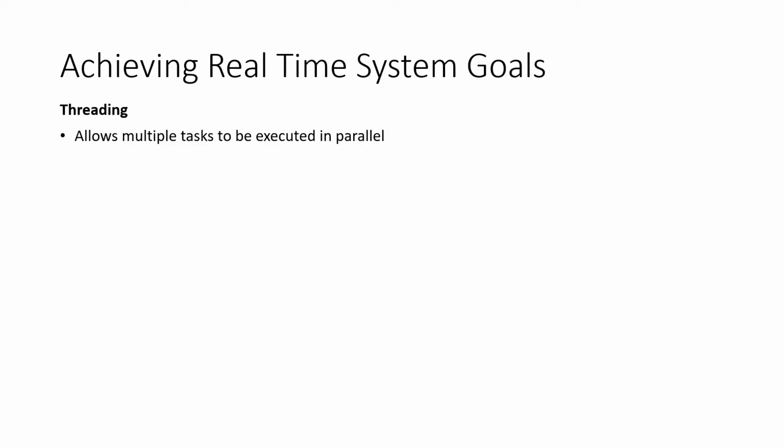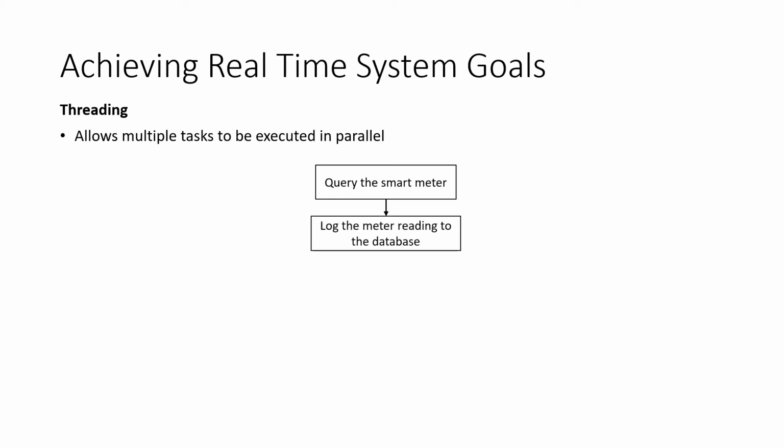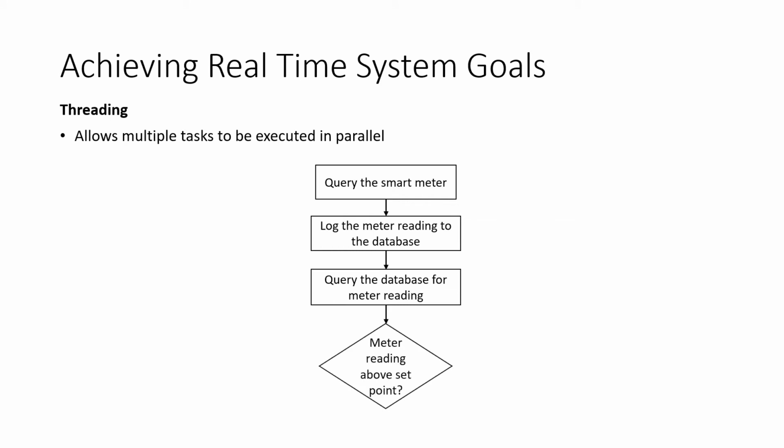Threading allows multiple tasks to be executed in parallel. The main tasks within the system can be broken down into individual components. Smart meters are queried to obtain power readings. The meter readings are then logged to the database. The database is then queried to obtain the most up-to-date meter readings. The meter readings can then be tested and actuation of the smart plugs can occur.